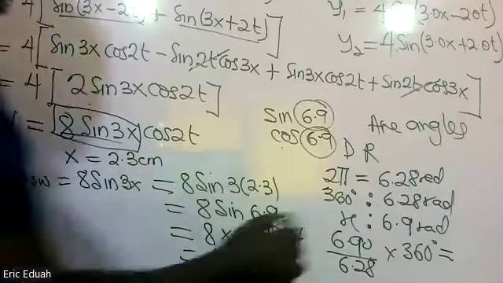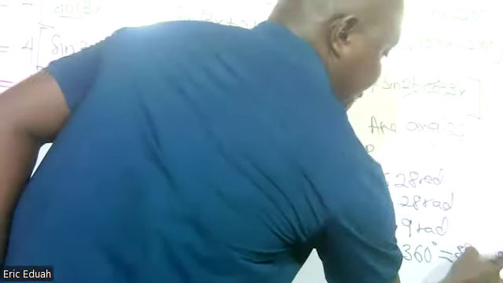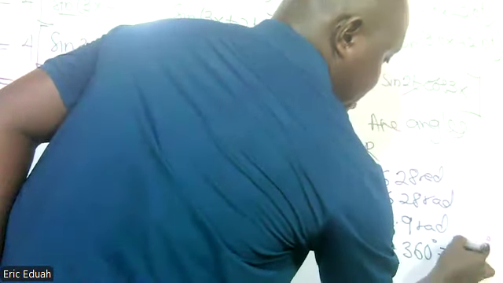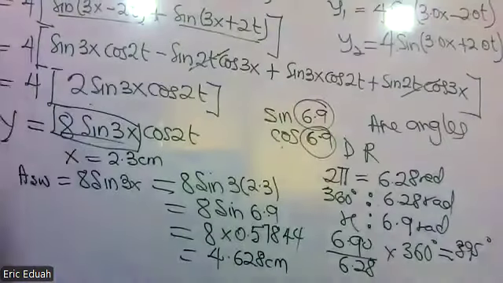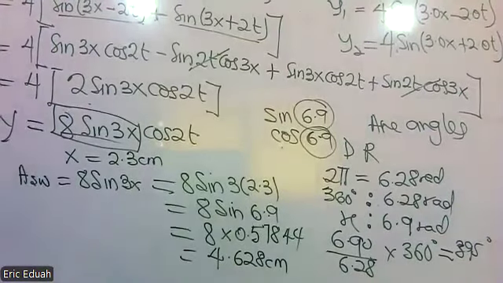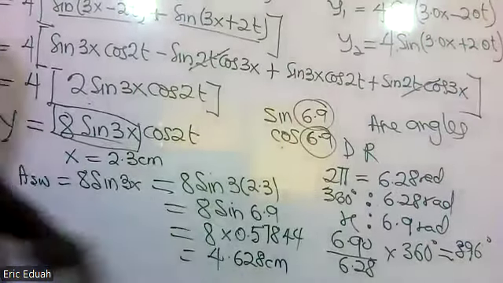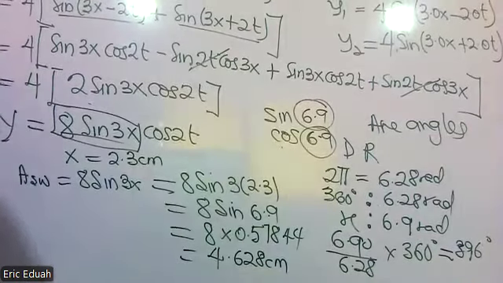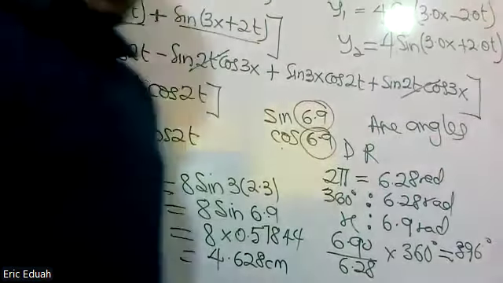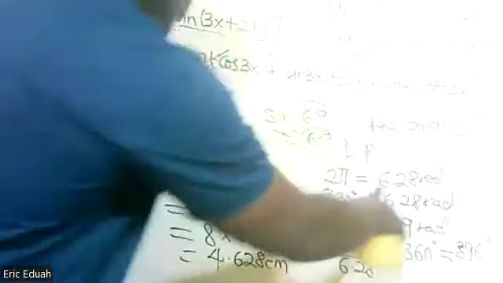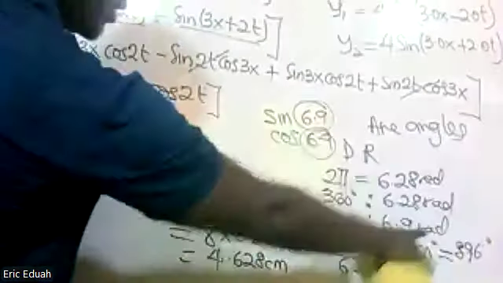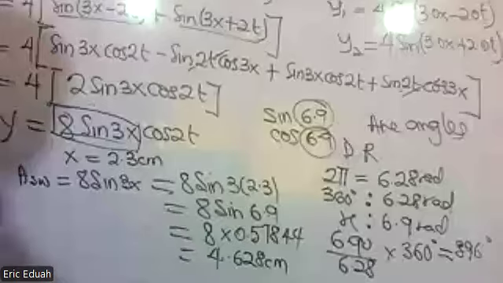Just give it to me. 395 degrees approximately, correct? No, then it will be 396. Okay, 396. So the plan B is that, this time around, you see, I've converted my angle from radian to degree. So 6.9 radian is equal to 396 degrees.